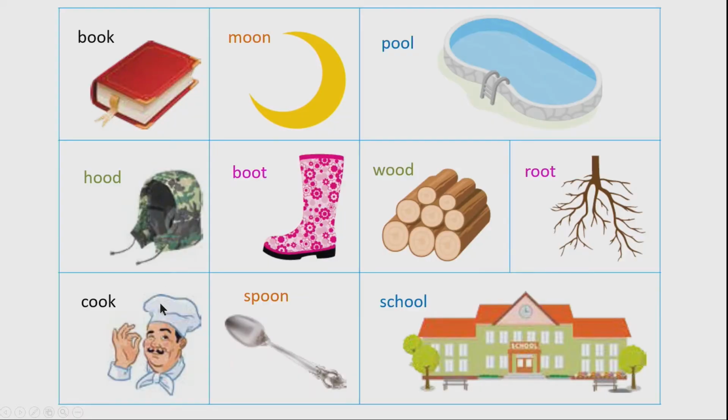I point at a picture and you say a word. Book, cook, pool, school, moon, spoon, boot, root, wood, hood. Good job, guys. Now, open your books on the page 182.